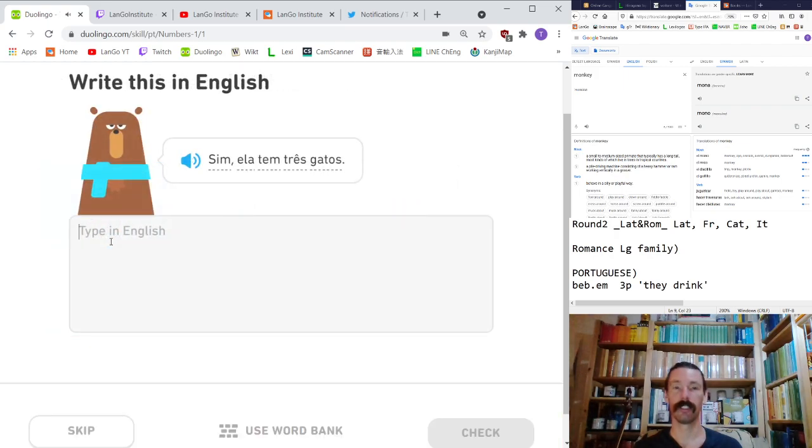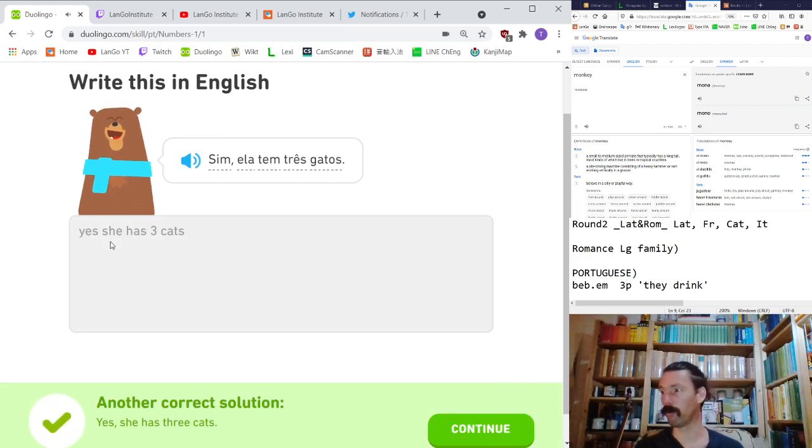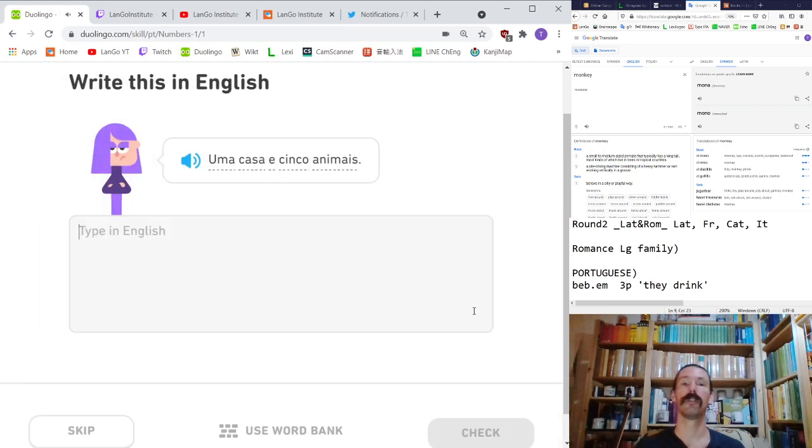Três. Sim, ela tem três gatos. Yes, she has three cats. The masculine plural form. So it looks just like Spanish, sounds a little different. Gatos. Uma casa e cinco animais. I feel that at least this form of Portuguese really accentuates the distinction of a heavy and a light, a stressed and an unstressed syllable. Gatos, more than Spanish does, where it keeps them equal length. Uma casa e cinco animais.